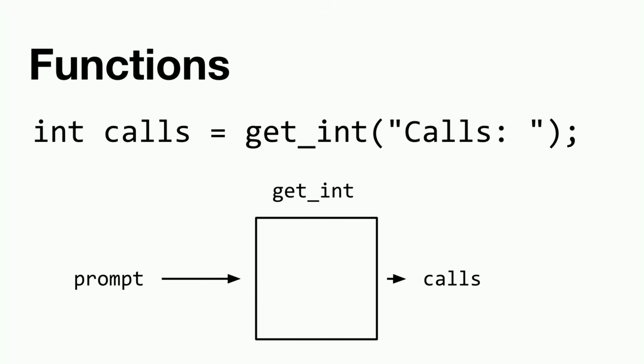What goes in the box is prompt, right? So in this case, it is calls. And what we get out from it is some kind of number that is stored in the variable calls. Or if we give a specific example, that could be quote unquote "calls: ", with a space for our user. And then we get back 4 that we will then store in our variable.